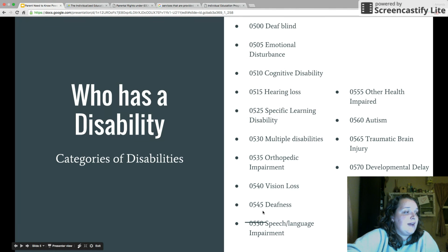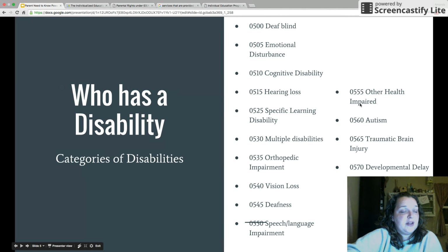Deafness is where you are born without hearing. Speech and language impairment is where the child has a hard time speaking verbally, so they can't pronounce their words right or need extra help with speaking. And then language impairment is like if your child speaks more than one language but needs to learn more English; they would be under this to receive more assistance learning English.